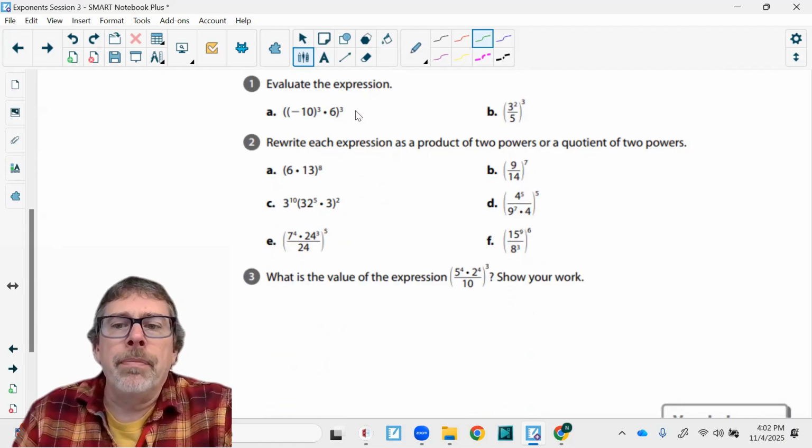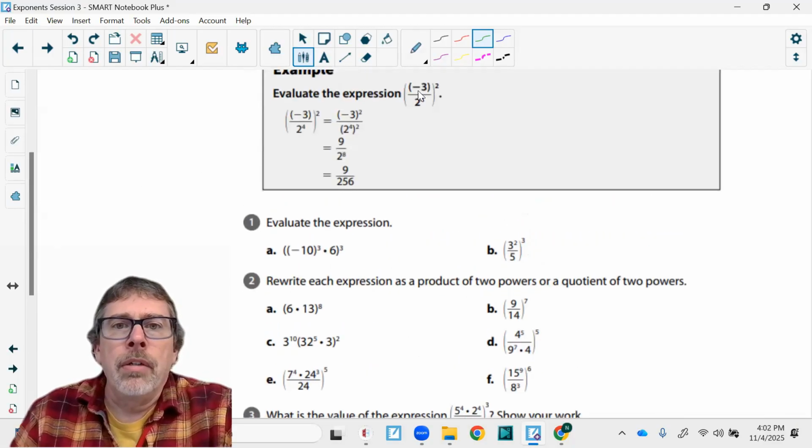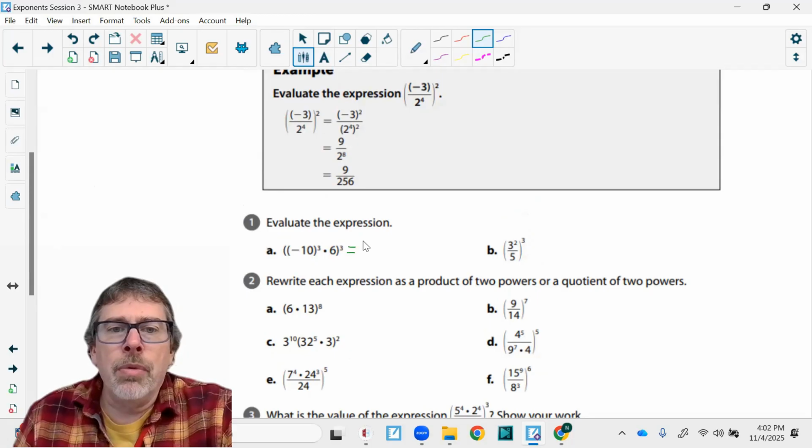So for part A, I'm going to take -10 to the third power times 6 to the third power. Well, look at what they did up here. They distributed the 3 throughout. So that's what we're going to do. So this is going to equal -10 to the 3 times 3, which is 9, times 6 to the third power when that comes inside. Okay? So -10 to the 9th power is -1 with 9 zeros.